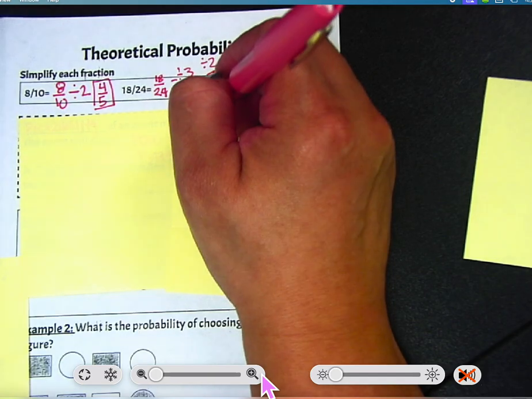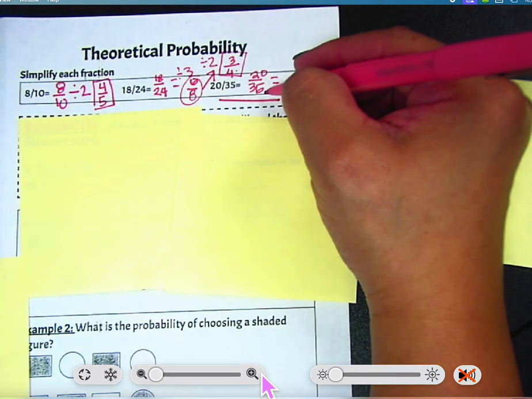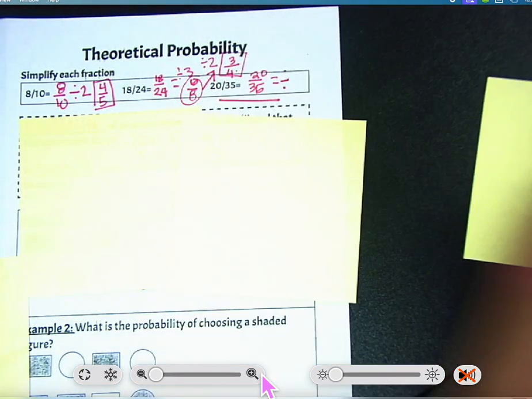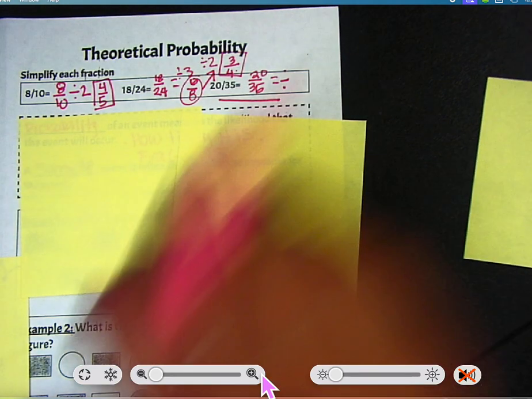Now you need to try this one on your own, so rewrite it, 20 over 35. What number is it divided by evenly? And go ahead and answer that question.